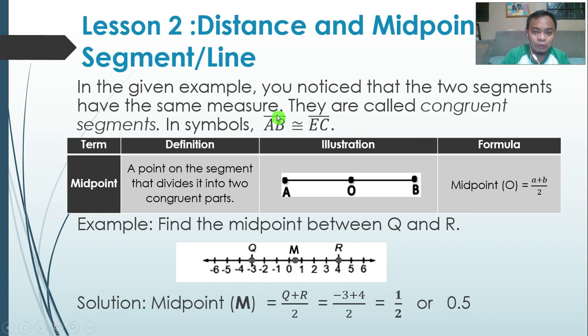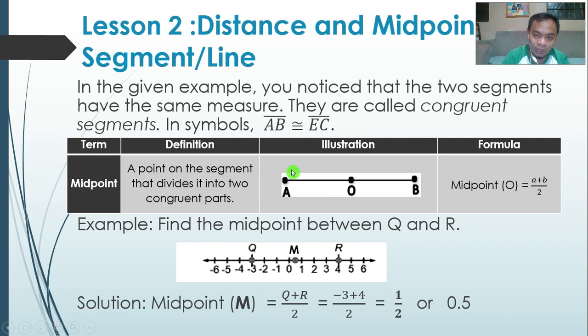Okay, so AB is congruent to AC. Next, we have the term midpoint. The definition of midpoint is a point on the segment that divides it into two congruent parts. So we have here the illustration.